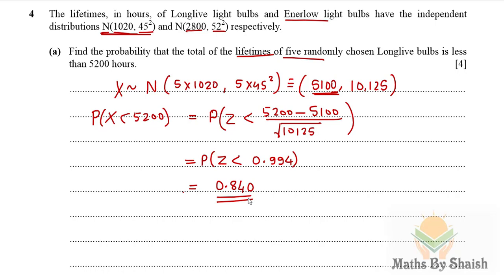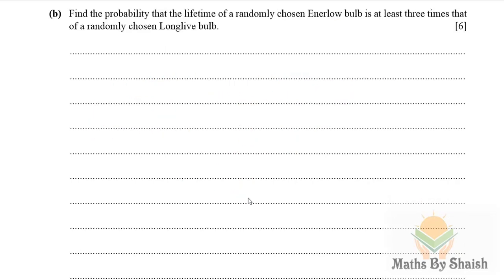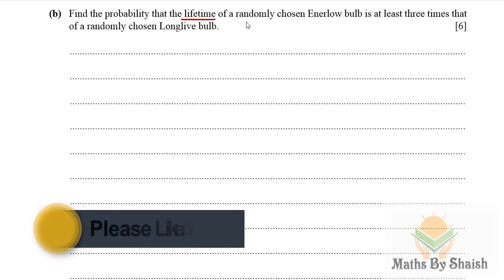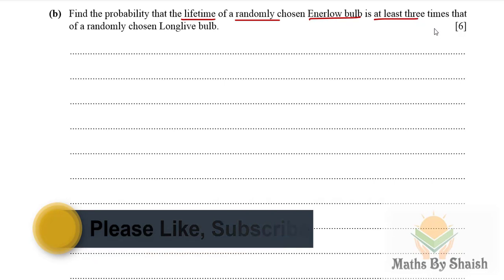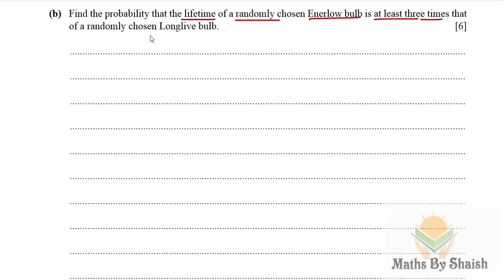Let's discuss the B part. Find the probability that the lifetime of a randomly chosen inner low bulb is at least 3 times that of a randomly chosen long-lived bulb. We are choosing a random observation, only one. If we take the inner low bulb as the random variable E and the long-lived bulb as L, they want the probability for E to be at least 3 times L, that is greater than or equal to 3L.